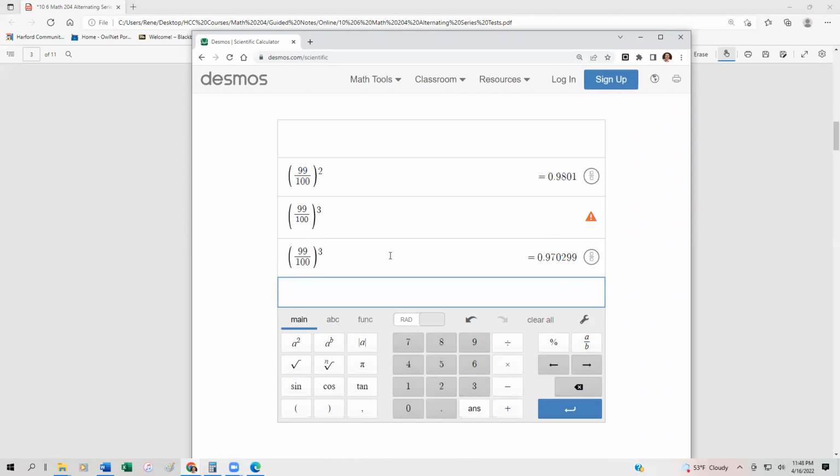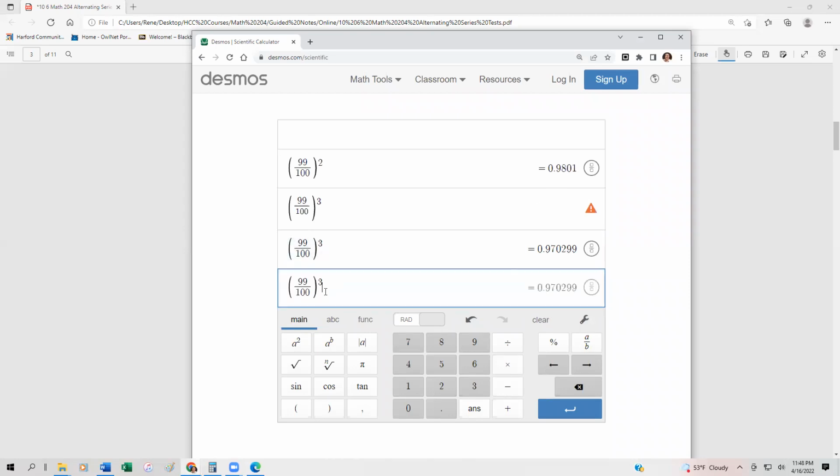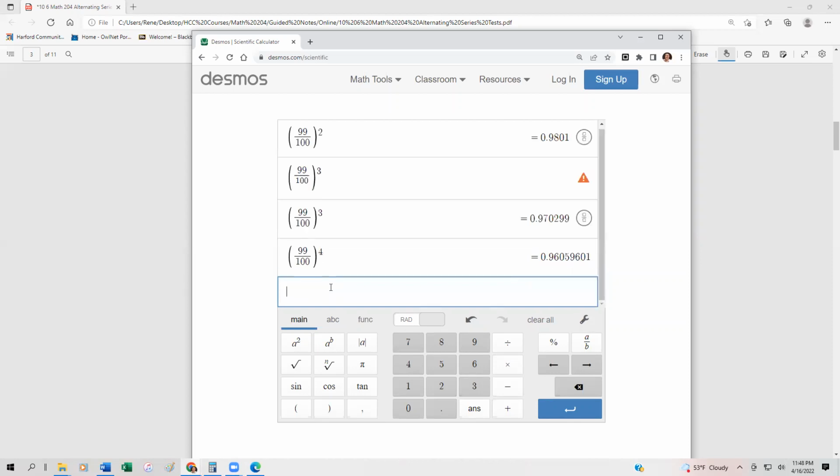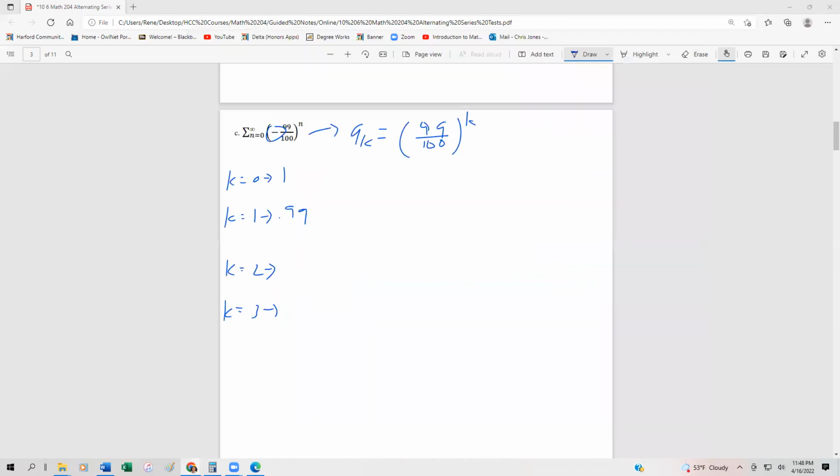So clearly it looks like it's decreasing. If I tried it one more time and went to the fourth power, this is what you should be doing in your calculator, making sure that it does become decreasing. For k equals 2, we got 0.9801, and for k equals 3, we get 0.9703. So it seems like it's going to be decreasing. If this is part 1, where we make sure that it's non-increasing, or in this case decreasing, it looks like we're good.